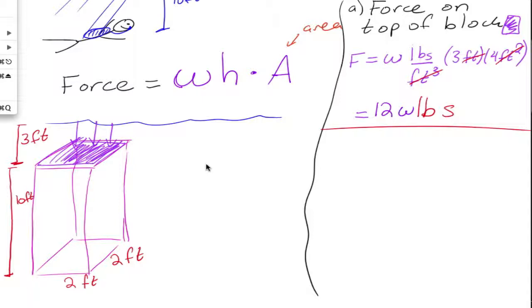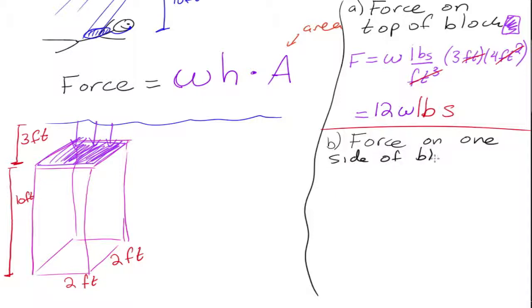So the second question, you'll see, presents a bit of a challenge, because let's say we want to find the force acting on one side of the block. So now we're trying to find the force on one of the sides. Let's say this one. What do you notice the problem is with simply plugging all the numbers into the formula? There's a problem. What is it?